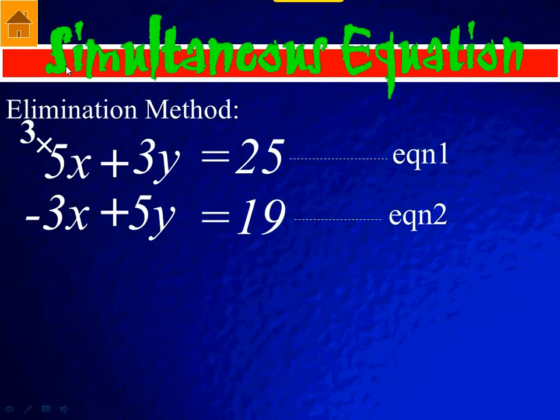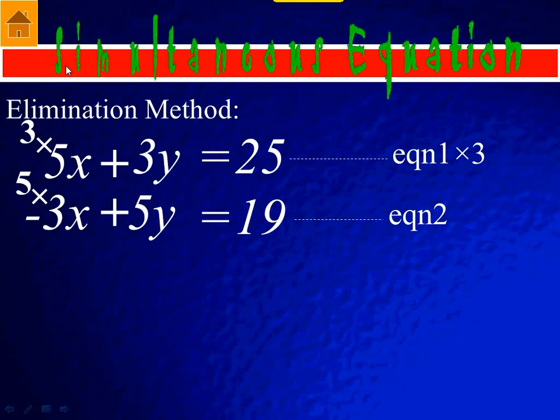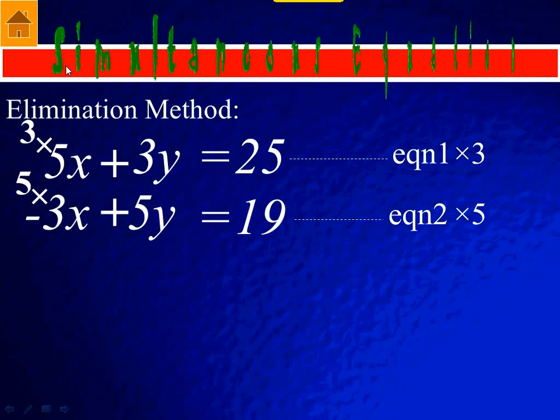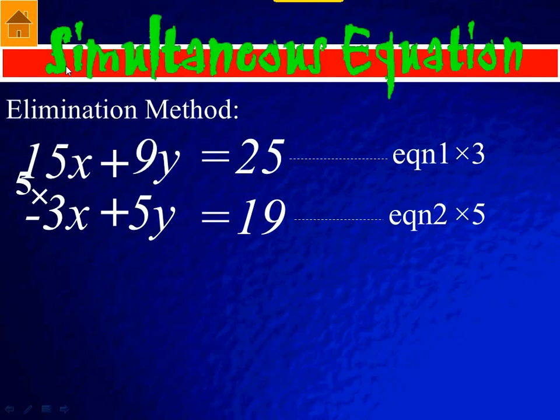That would give us 3 times 5, 15. So we multiply equation 1 by 3, and now we multiply equation 2 by 5 to make the size of the number the same. We're not talking about the sign, so don't worry too much about the sign yet. The size of the number is the same. Now 3 times 5x gives 15x, 3 times 3y gives us 9y, and 3 times 25 gives us 75.